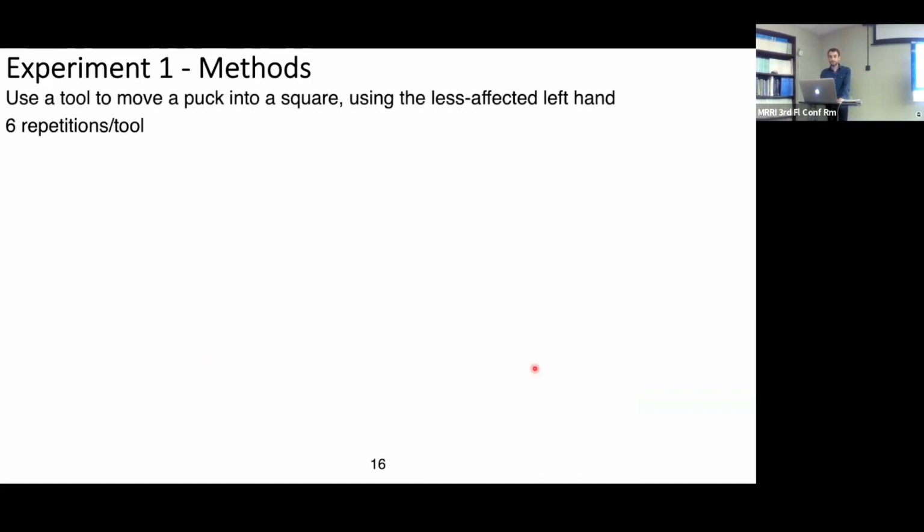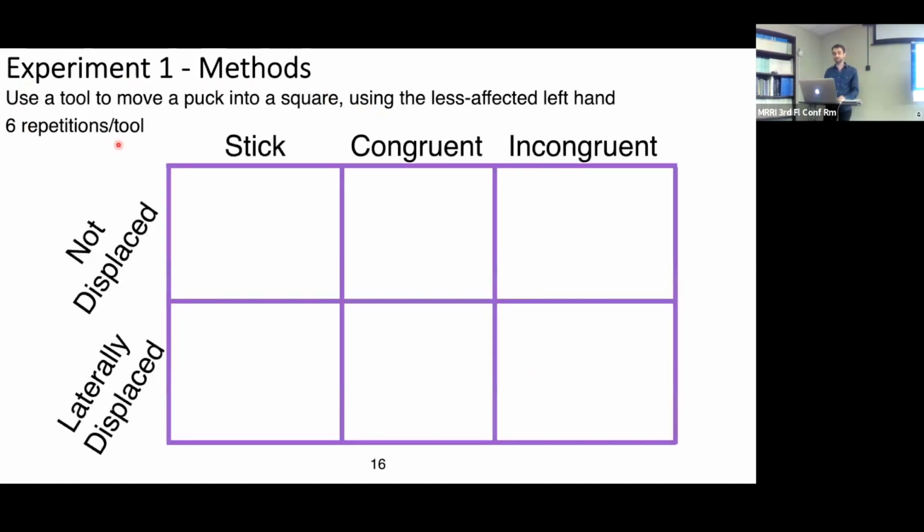And we asked those participants and patients to use a tool to move a puck into a square using the left hand, the non-paretic arm for patients, and they were performing 6 repetitions with each tool. So we are manipulating different parameters to build our set of tools.